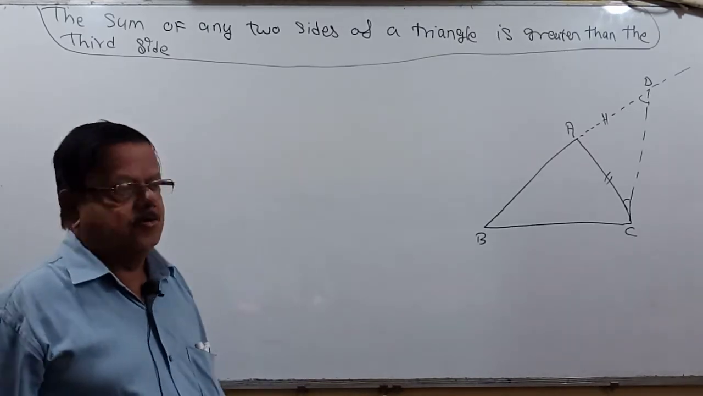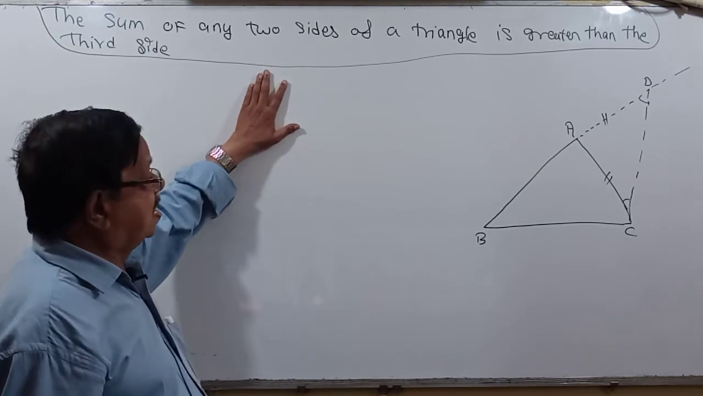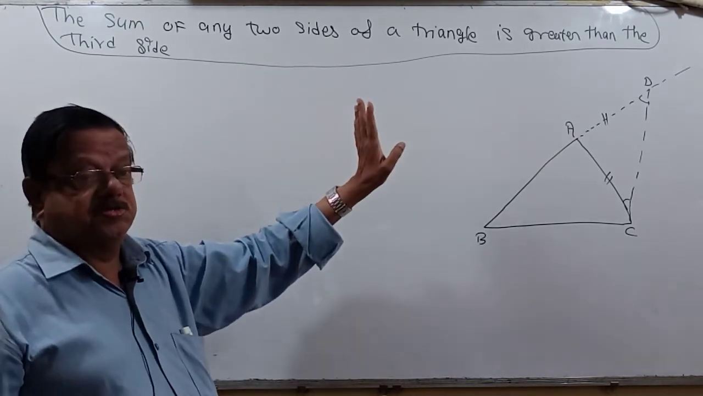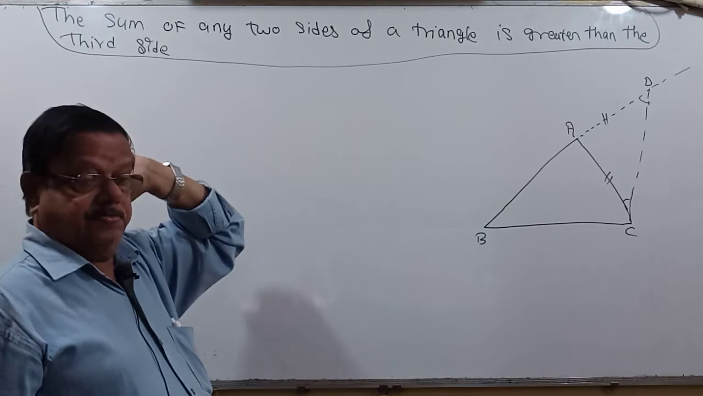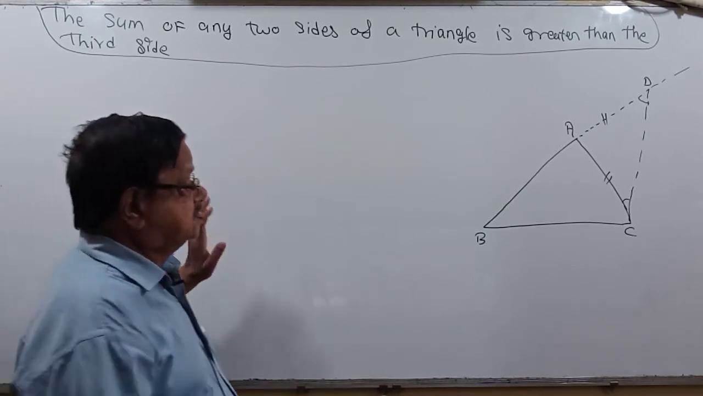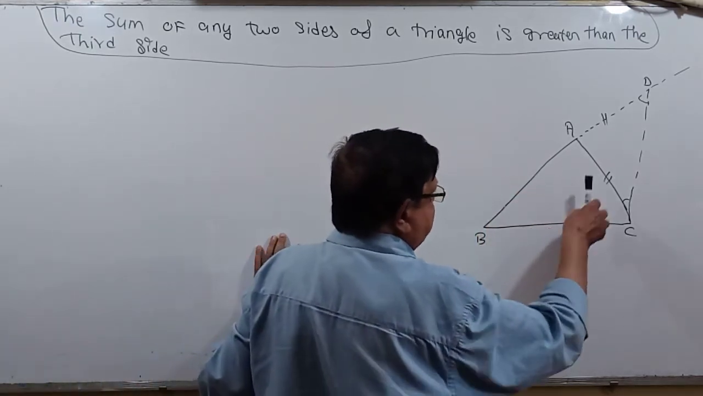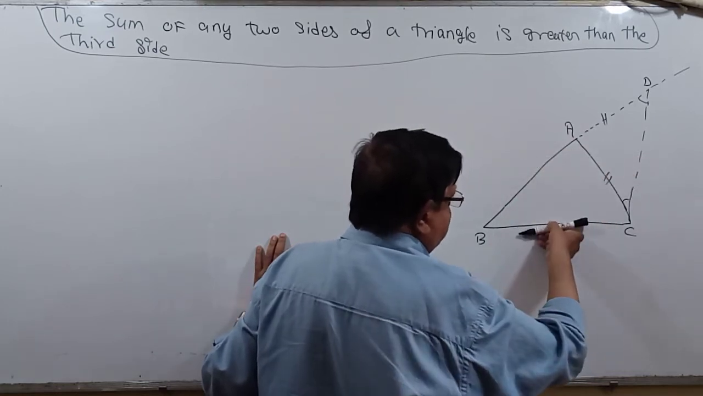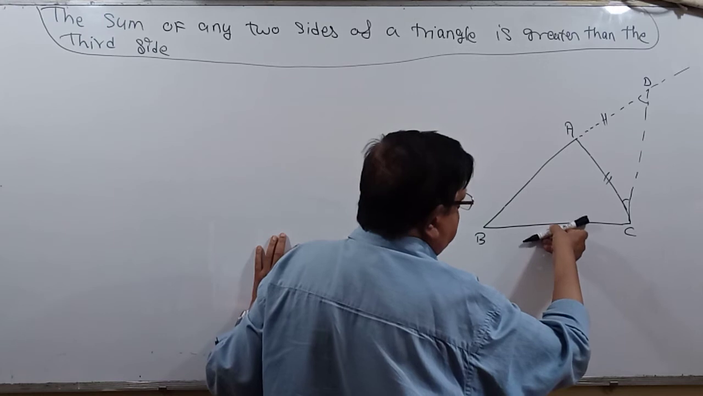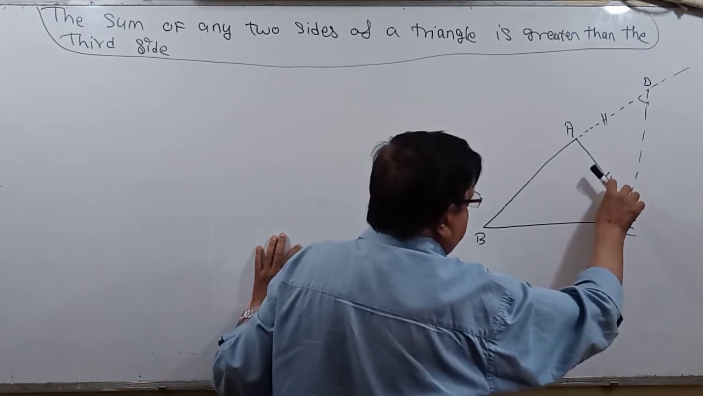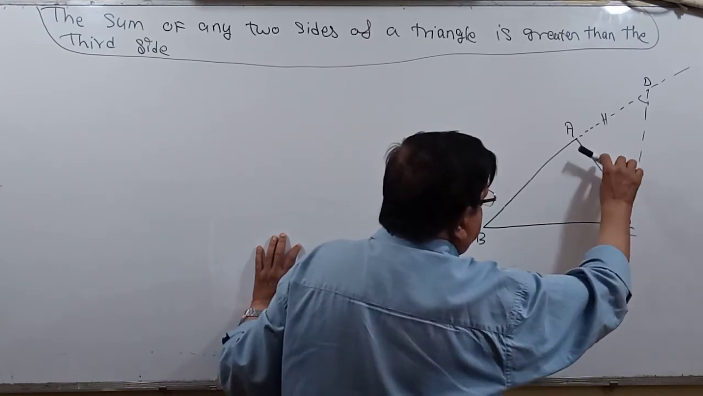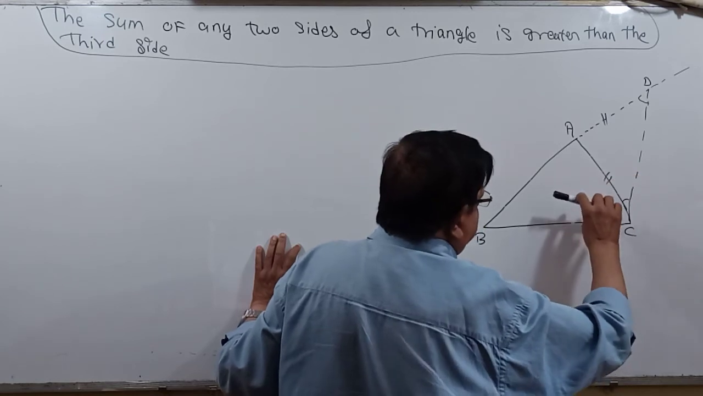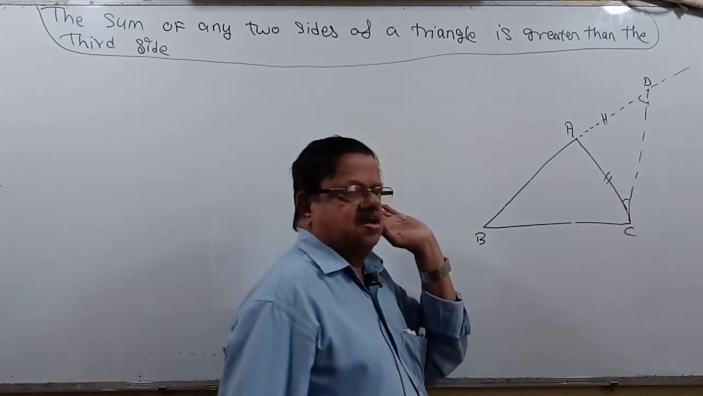Okay, we'll go to the next theorem. That is, the sum of two sides is greater than the third side. This side plus this side is greater than this side. And if you add these two, it's greater than this. The sum of two sides is greater than this.